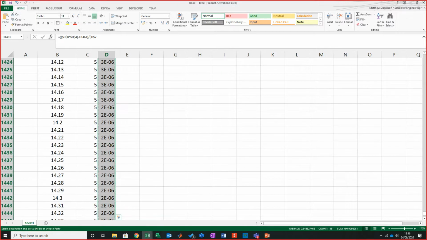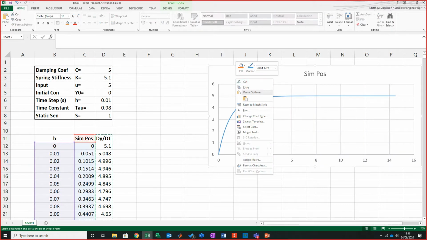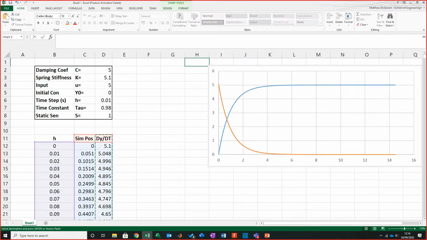So let me copy that. If I paste that in, the velocity is recorded in meters per second. So it's moving. Because we're in seconds, this is moving relatively quick.